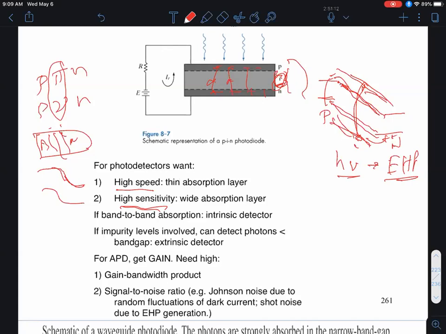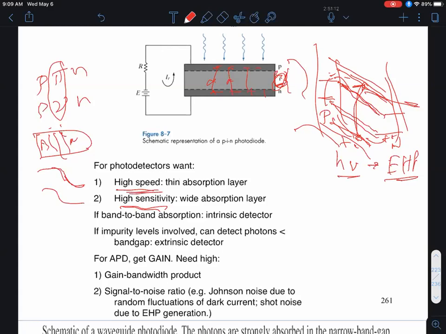Why? Well, just think about it. If I'm creating an electron that has to go this way, and the hole that's created has to go this way, and I make this region wider and wider, the transit time across the I region is going to be longer and longer, and therefore the speed of the photodiode will become smaller. The transit time is longer, and therefore it becomes a slower device.